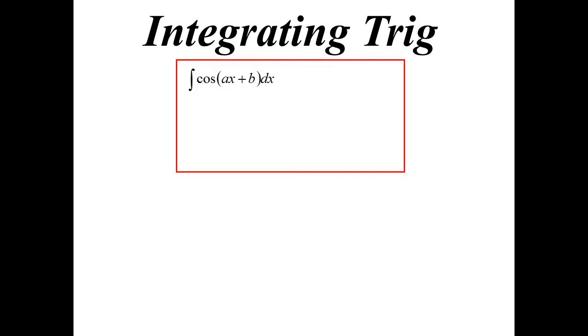Yesterday we saw how to differentiate the trig, so now let's go back the other way. How do we integrate the trig? If we have cosine, and notice I've just put a linear function here, then, well, when we differentiated cosine, we got negative sine. However, when we integrate cosine, we'll get positive sine, because of course when we differentiated sine, we got cosine. Because I'm dealing with a linear function, it'll be multiplied by 1 over the coefficient of x.